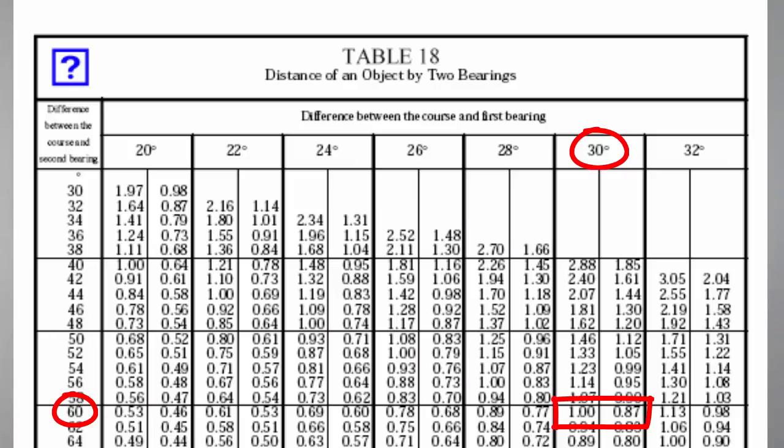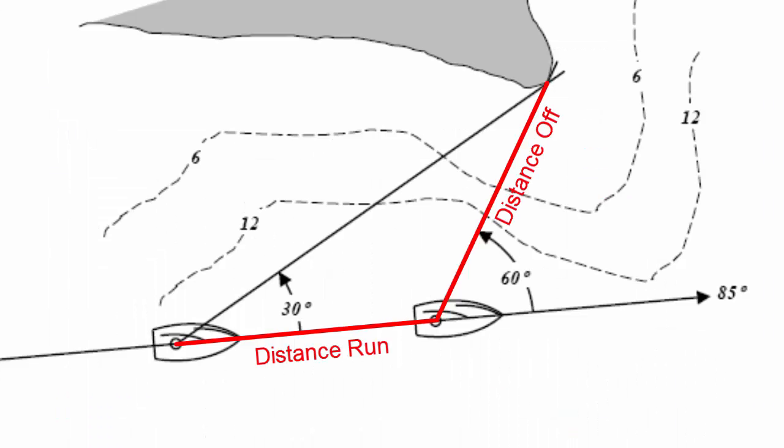As previously mentioned, the first multiplier factor, 1, from Table 18 indicates that the distance off at the time of the second bearing equals the distance run during the time between the two bearings, which was 1.9 nautical miles. So this eliminates one calculation, and the distance off the point of land at the time of the second bearing is therefore 1.9 nautical miles, same as the distance run.